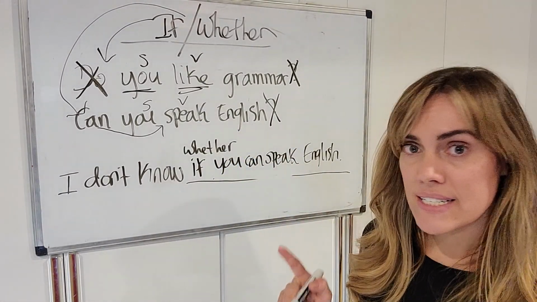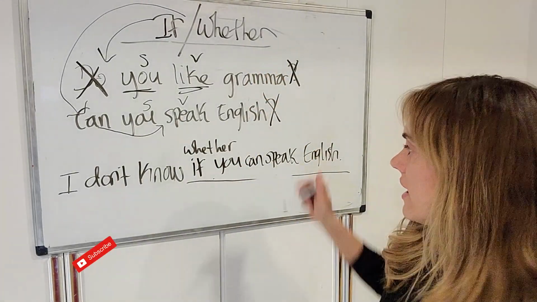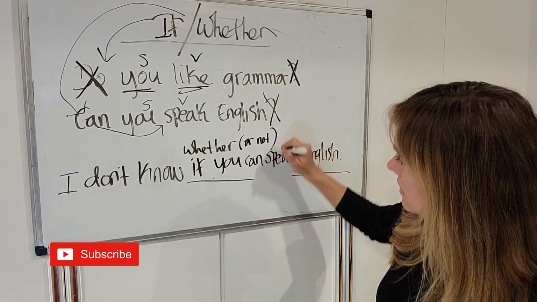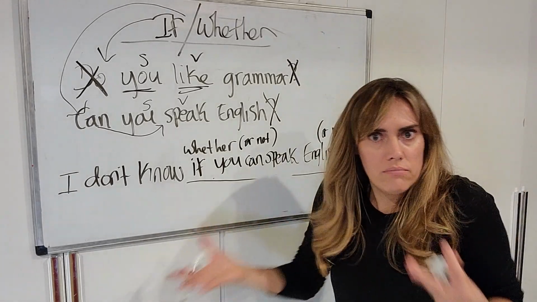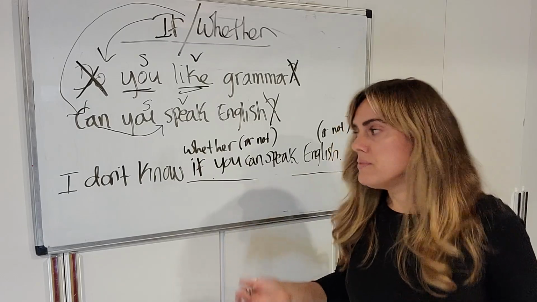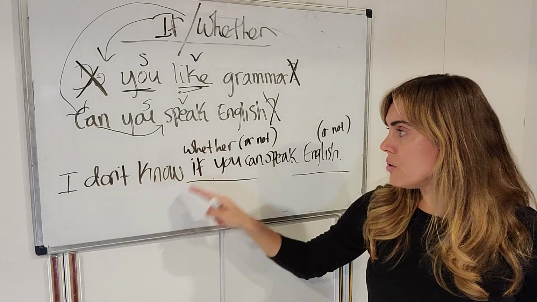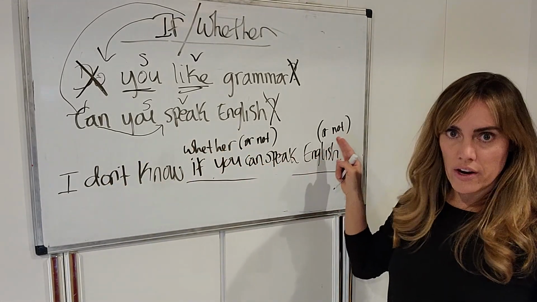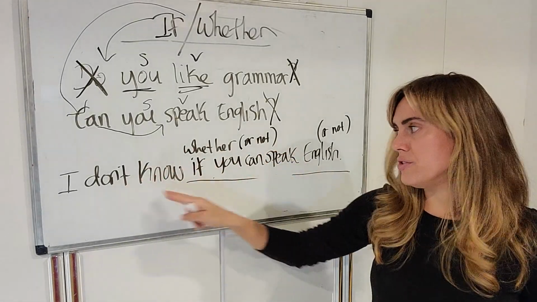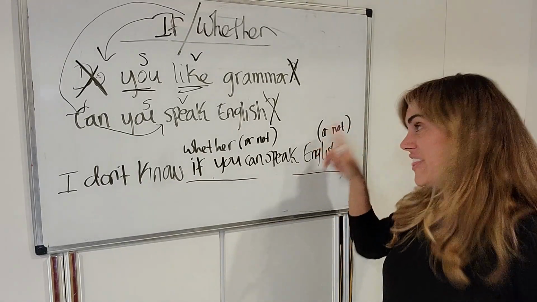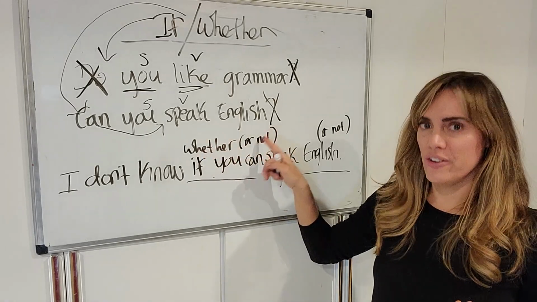Now, let me give you a nice tip. When you use the word whether, you can also say or not right here or at the end of the sentence. So that's nice too, is you can add or not. Speak English or not, right? I don't know whether or not you can speak English. I don't know whether you can speak English or not. But you can't say, I don't know if or not. I don't know if you can speak English or not at the end is okay. But we don't say if or not. It's only whether or not.